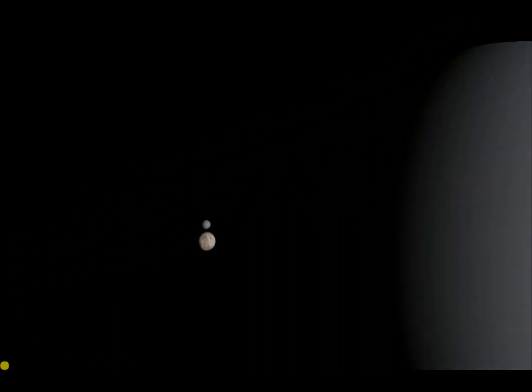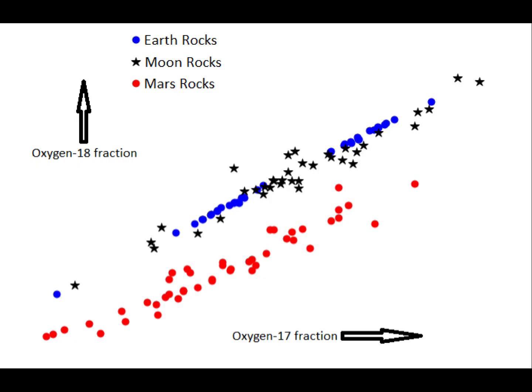To answer this, we can look at the stuff the moon is made from. Here is a graph of the oxygen 17 and oxygen 18 taken from various rocks. The blue dots are rocks taken from the Earth, black dots are rocks taken from the moon, and red dots are meteorites that we know came from Mars. To explain this chart, there are three types or isotopes of oxygen: oxygen 16, 17, and 18. All three of these are only made in stars and you can't make them in a planet. Most oxygen is oxygen 16, but about 0.2% is oxygen 18, which we're showing here on the y-axis, and a little bit less is oxygen 17, shown on the x-axis.